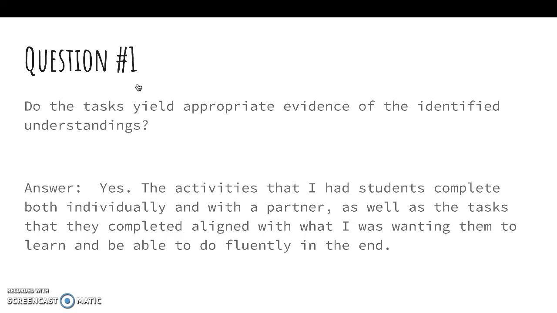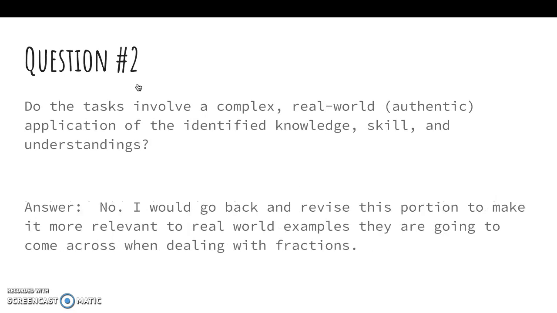So I said, yes, the activities that I had students complete individually and with a partner, as well as the tasks that they completed, aligned with what I was wanting them to learn and be able to fluently do in the end. My goal for the teaching unit was to be able to convert improper fractions and mixed numbers both ways, from one to the other and back again.